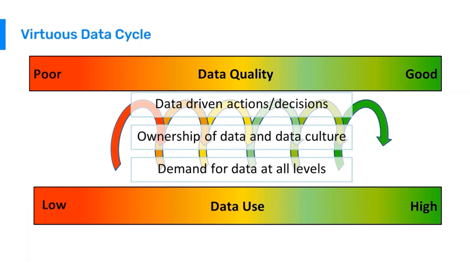We cannot have high data use if we have poor data quality. You see, as we improve data use, we can also improve data quality. Once we have good data quality and good data use, we can start to experience things like data-driven actions and decisions. Usually, the folks who enter the data and those who are using the data have a higher degree of data ownership, and a data use culture starts to emerge. And ideally, we have a demand for data at all levels.